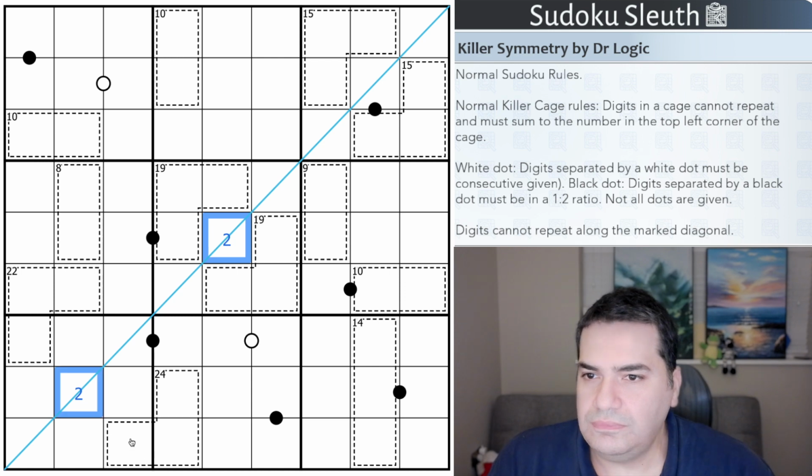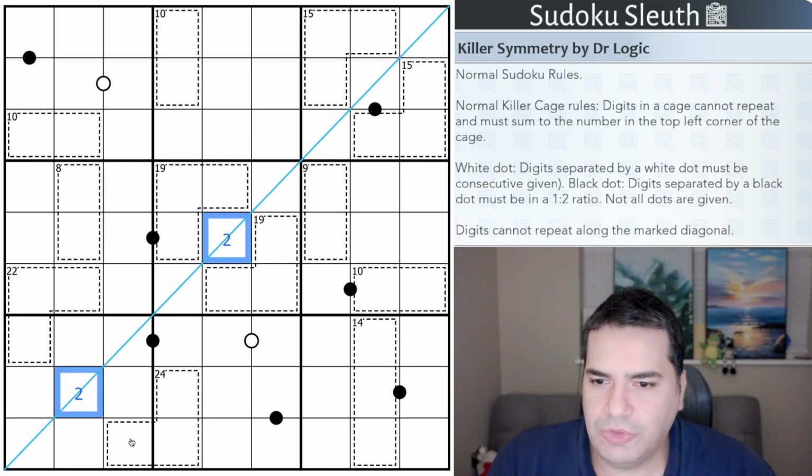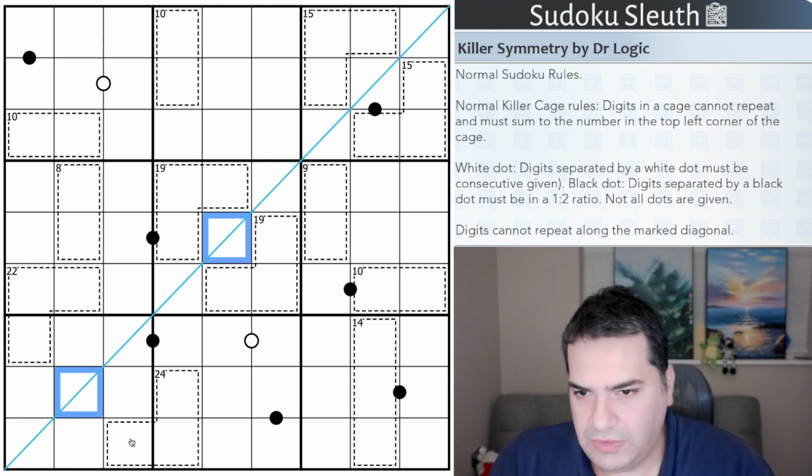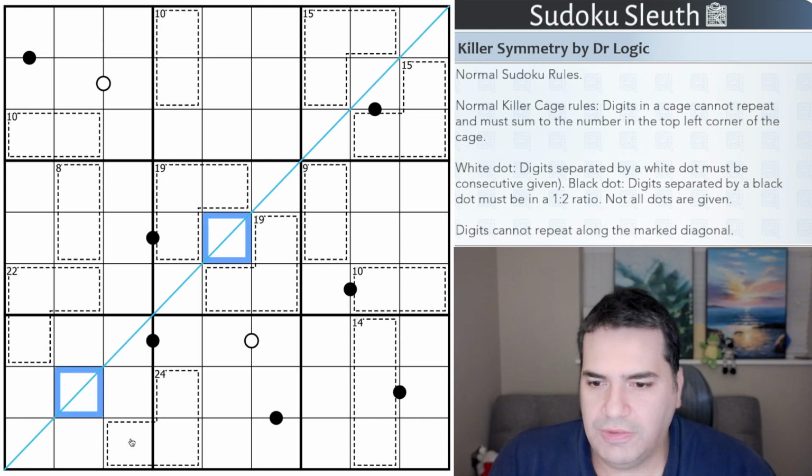Now, the reason I suspect that we're going to have to use a lot of classic rules is that a lot of these cages, if you're familiar with killer cages, seem to be not given. So clearly the break-in is not necessarily about killer cages, but I don't want to give away any secrets right now.